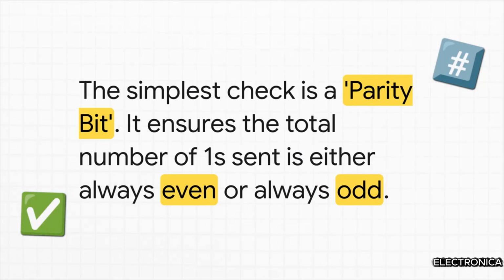Well, the most basic one is called the parity bit. It's super simple. Before sending a chunk of bits, the sender just counts up the number of ones. Then it adds one extra bit, either a 0 or a 1, just to make the total number of ones either even or odd. The receiver does the exact same count. If the final count doesn't match what it was expecting, bam, it knows an error happened somewhere. Simple, right? But it works.